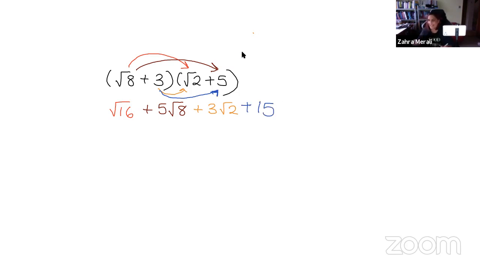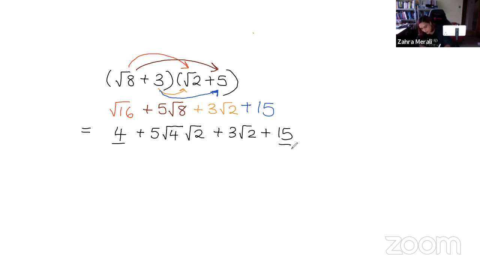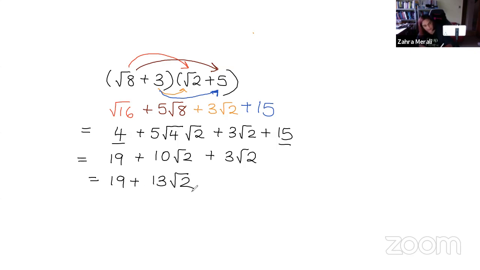So now looking at that, is there any way to simplify it? Well, we can see that root 16 is an exact root, it's 4. Root 8 we can split up like we did earlier into root 4 and root 2, plus 3 root 2, plus 15. Now let's combine the 4 and the 15. We're going to get 19. Root 4 is 2, times 5 gives us 10. I've tried to do this step by step. And so then you get 19 plus 13 root 2, and that would be your final answer.